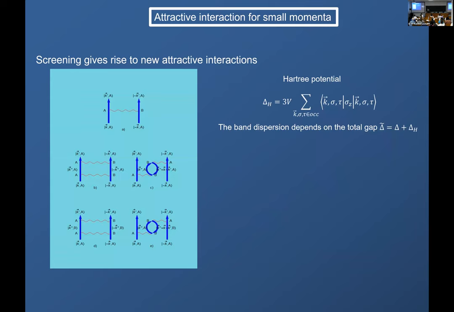These are the diagrams we calculated. The thing is that you start with an interaction between nearest neighbors, but the diagrammatic picture outlined here creates new interactions between electrons on the same sublattice. This is long range, but that interaction is attractive. And this attraction overcomes the repulsive interaction you started with, and that's what leads to superconductivity.